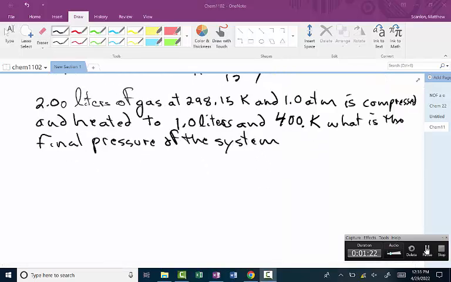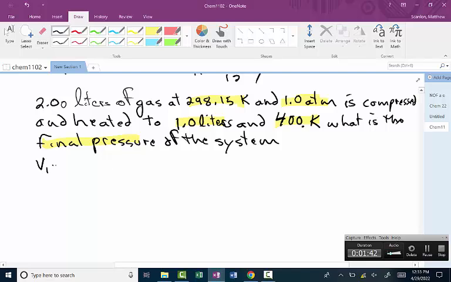So here we go. 2.0 liters of gas at 298.15 Kelvin and 1 atmosphere is compressed and heated to 1 liter and 400 Kelvin. What is the final pressure? So we just write this down. Always write down what you know.